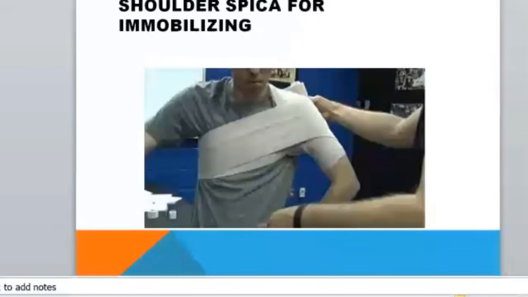So what are we seeing now? Yes, it has different sizes. Thank you. We have the shoulder spica for immobilizing. So I'm showing us different types of everything I've been explaining. So that is what I'm showing us.